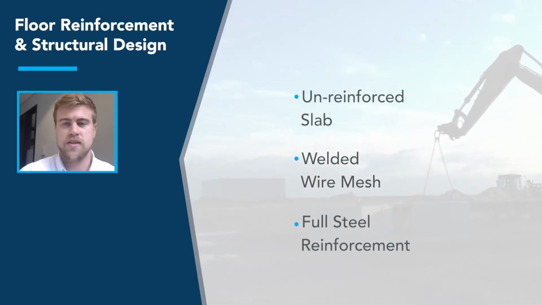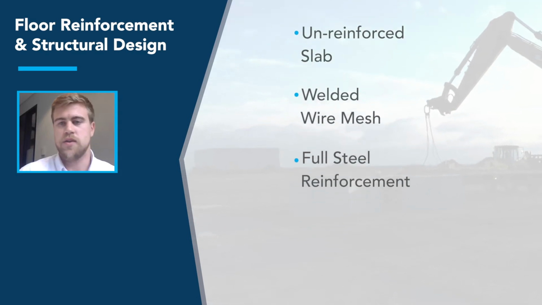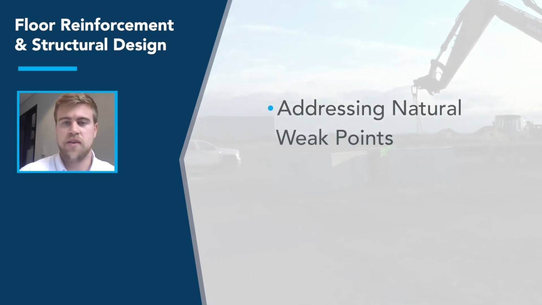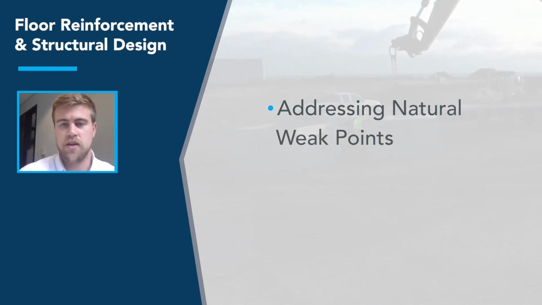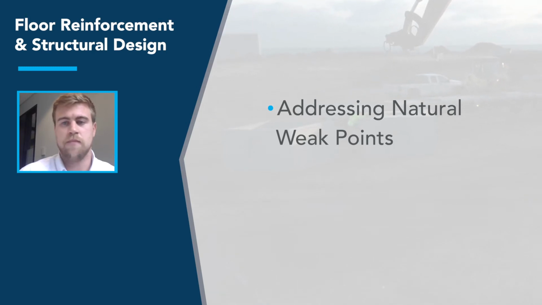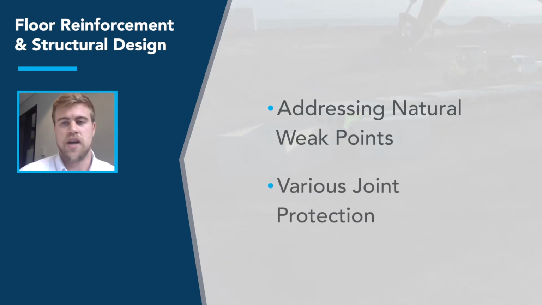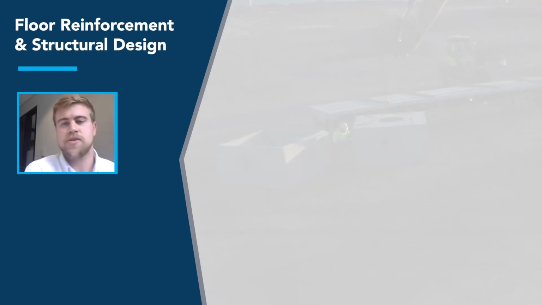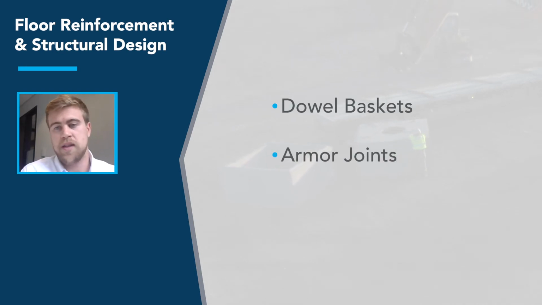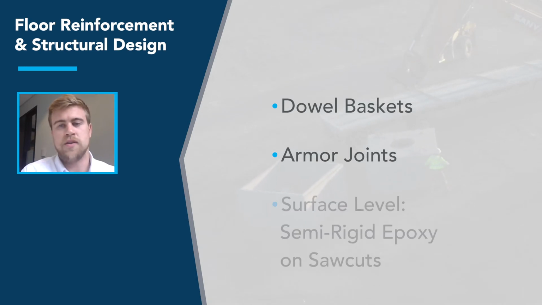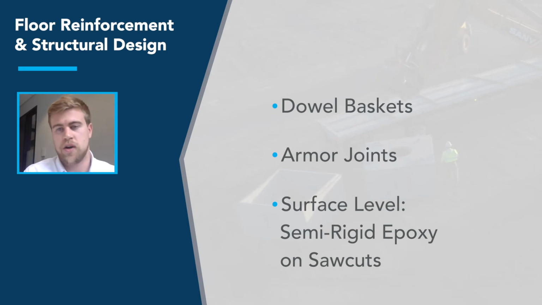In addition to the structural design of the floor slab, there are also naturally going to be weak points across your slab, specifically at the construction and the control joints or your saw cuts. At these locations, some clients and customers may prefer to use some means of joint protection, and those options can vary wildly. The mechanical options for joint protection include dowel baskets, armor joints, or reinforcement that spans those joints. And then in addition, on the surface, you have the ability to apply an epoxy to your saw cuts to improve shore hardness to eventual wear and tear of forklift traffic in your facilities.